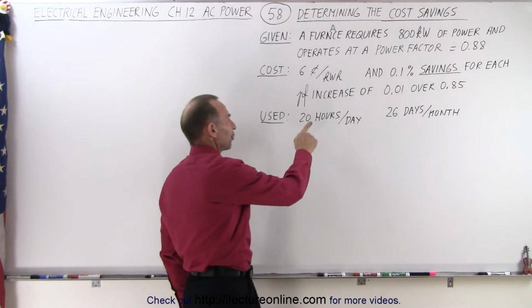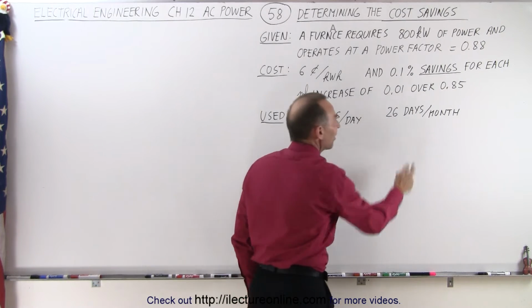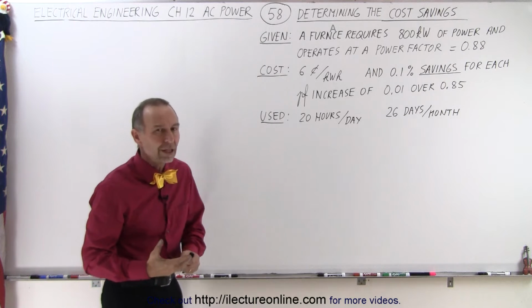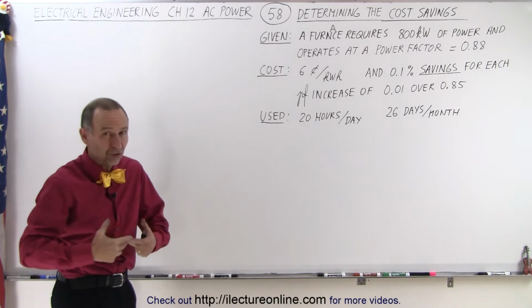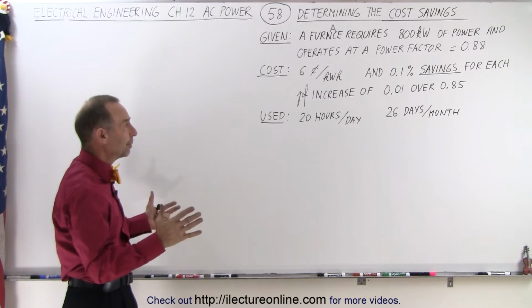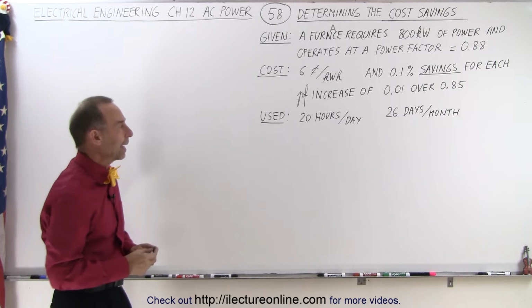Let's say we use a furnace for 20 hours per day and 26 days per month. So how much electricity do we utilize, or at least how much does it cost to utilize the electricity for a month, and how much savings do we get?